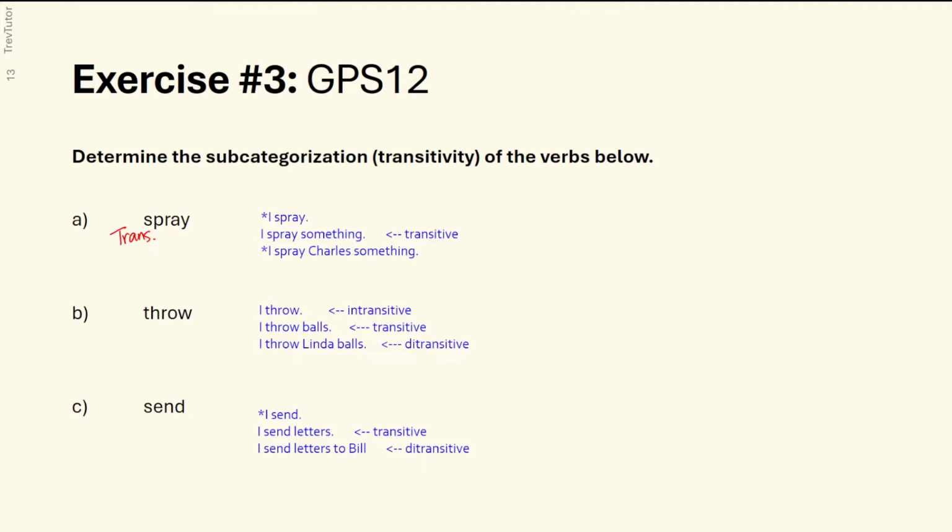So you can think of throw as having three different types of throw, an intransitive throw, a transitive throw, and a ditransitive throw, while send has two versions. There's a transitive send and a ditransitive send.